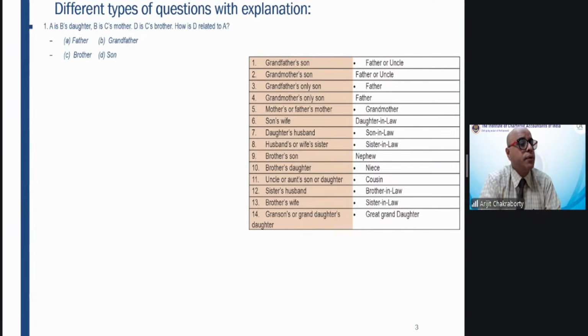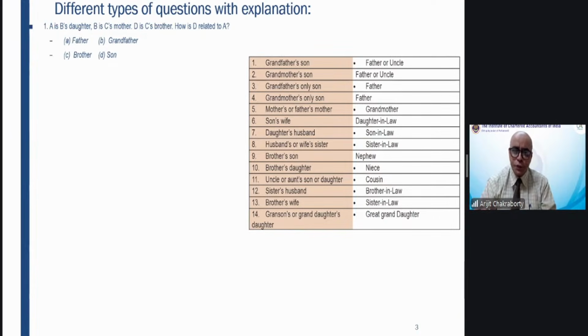So in this question, example number one: A is B's daughter, B is C's mother. If you draw this, we will see the reasoning. A is B's daughter. That means A is female because A is B's daughter, and B is C's mother. Again, D is C's brother. Question is, how is D related to A?